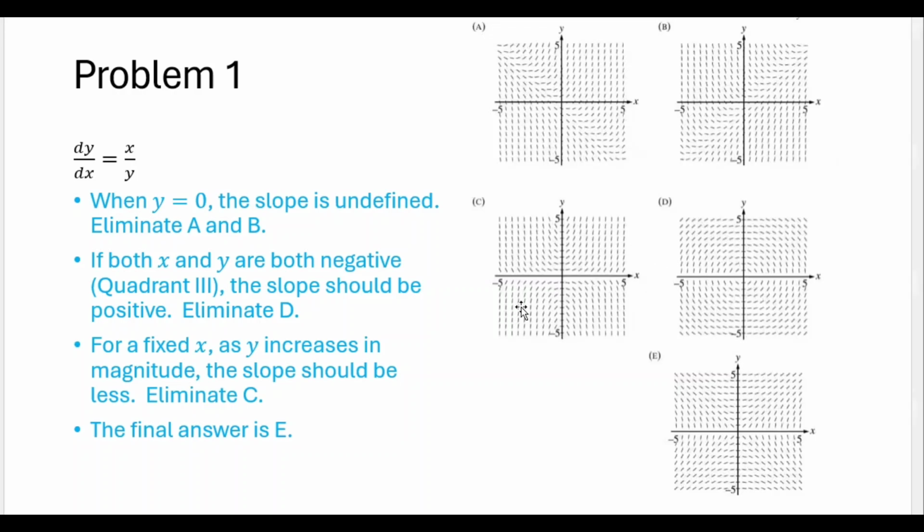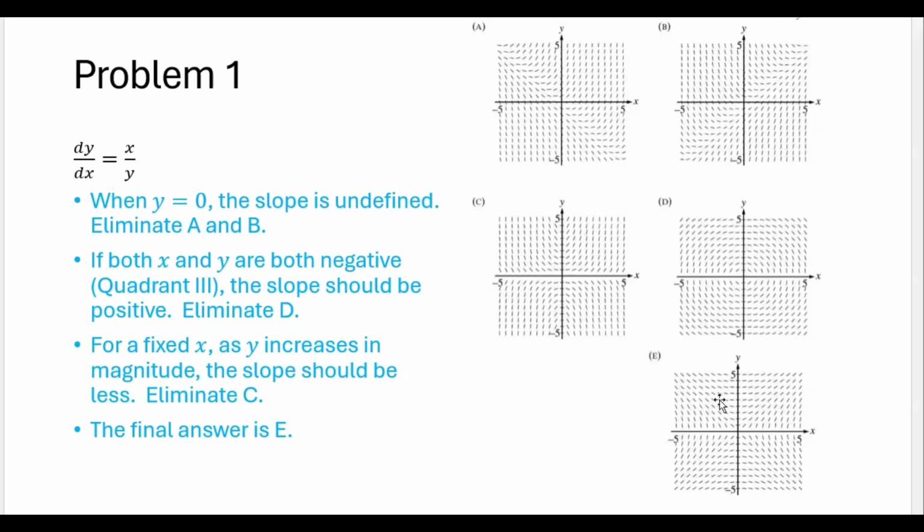Now let's check quadrant 3. Quadrant 3 is when x and y are both negative. So if they're both negative, then dy/dx has to be positive as well. Here it's positive, here it's positive, and here it's negative. So we're eliminating choice D by checking quadrant 1, but that's what I said in the text over here. So that's one way to approach that. And now we're left with C and E, right? So now what do we do?